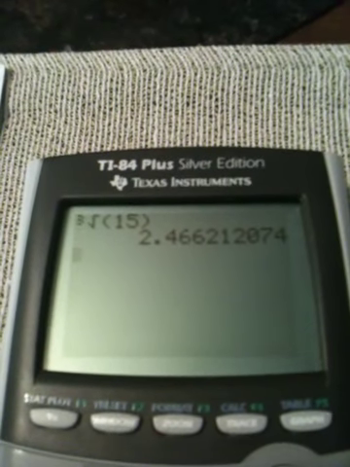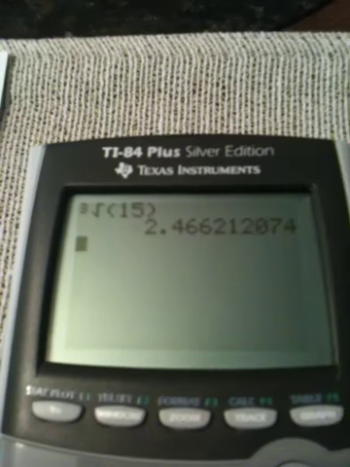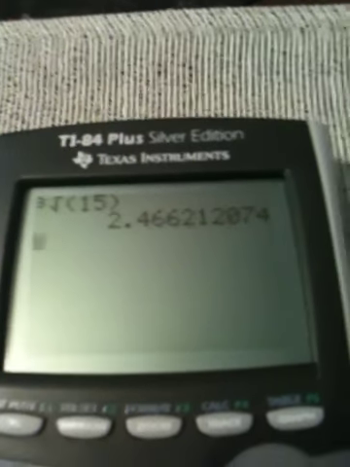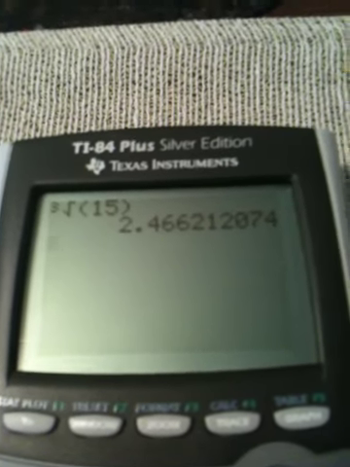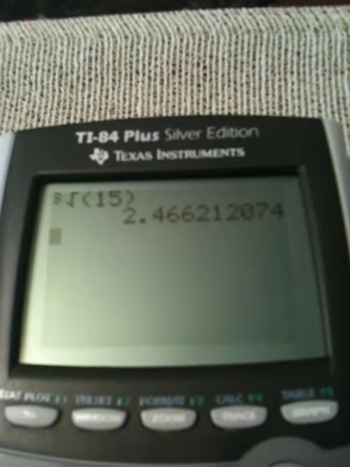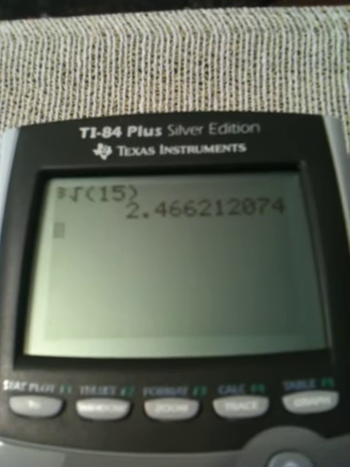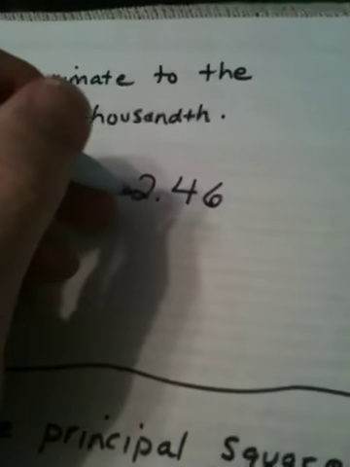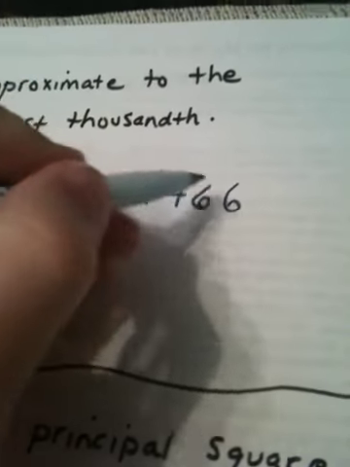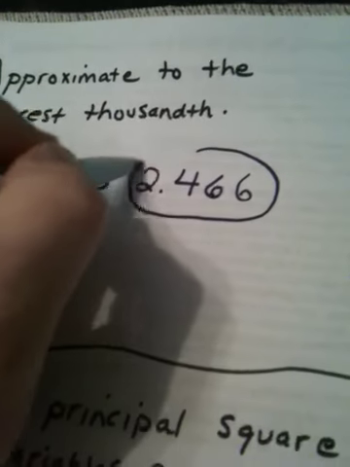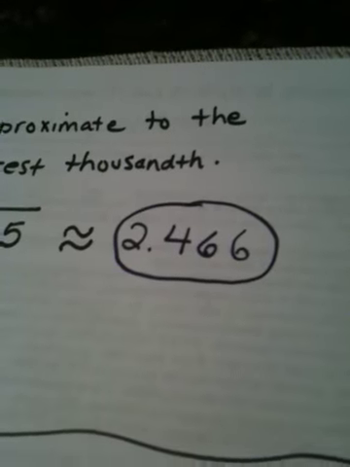write 2.46, and then notice the 6 on the calculator, there's a 2 that comes after it. If that was a 5, 6, 7, 8, or 9 that came after it, I would round it up, but since it's a 2, I just ignore it, so my answer is approximately 2.466. And we're done. Okay.